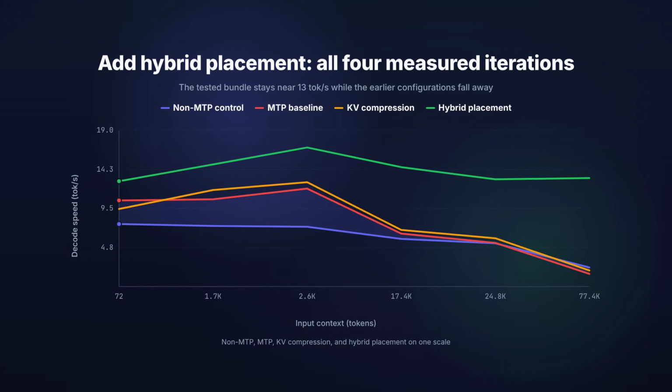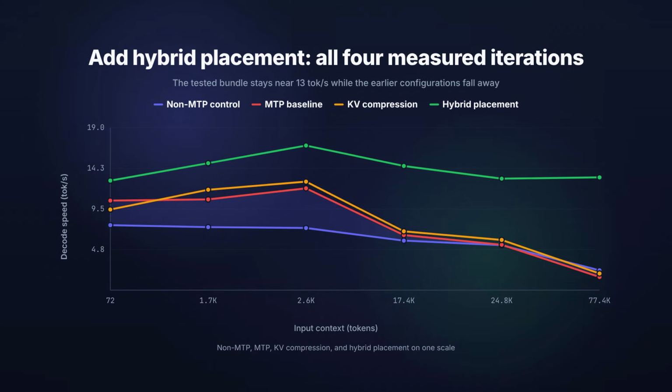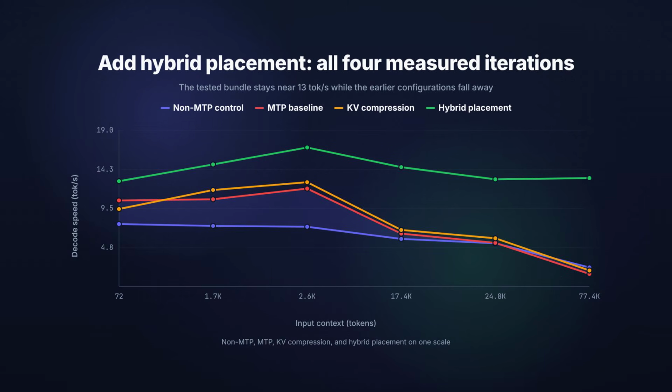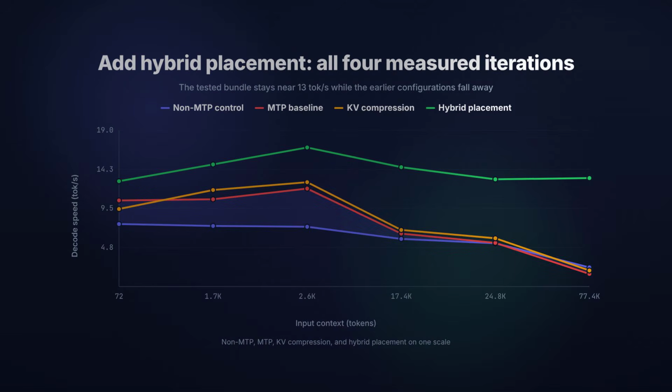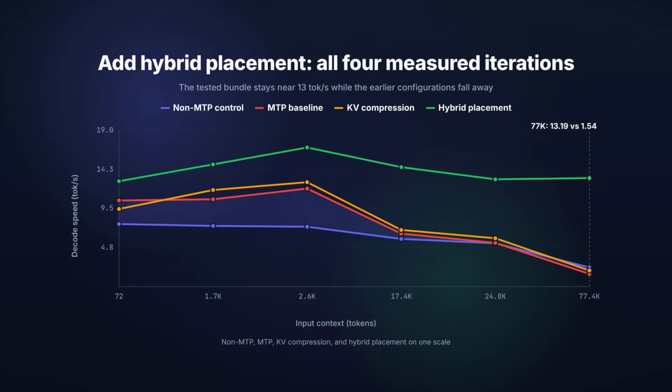MTP dropped from 10.47 tokens per second at the short prompt to 1.54 at the largest one. Hybrid placement stayed close to 13 tokens per second from 72 input tokens through 77,418. At the largest prompt, reported processing rose from 483.7 to 684 tokens per second. Some hybrid logs reused 42 cached tokens, so this is not a perfectly cold cache comparison.